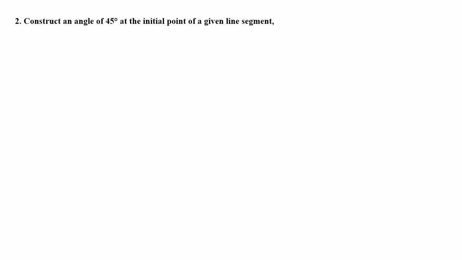Move on to the second question. Construct an angle of 45 degrees at the initial point of a given line segment. First of all, we have to recall how we got 45. We have discussed already that it is the bisector of 0 and 90 degrees. Between 0 and 90, the middle is 45 degrees. So first you have to draw 90 degrees, then bisect the space between 0 degrees and 90 degrees, and then you will get 45 degrees.